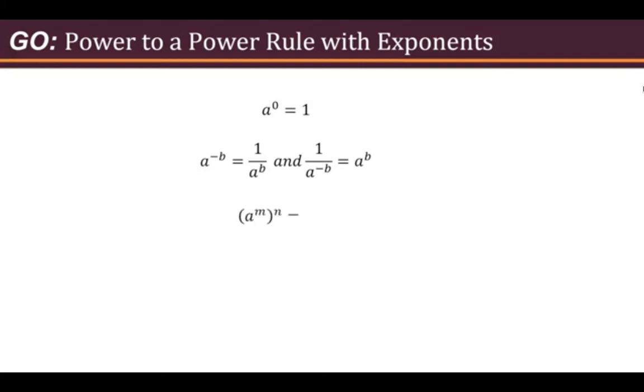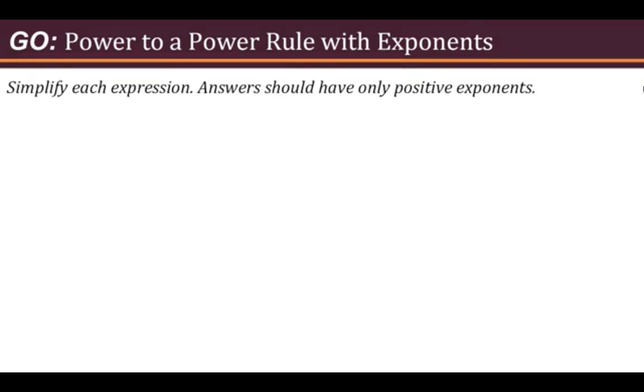a to the m, raised to the n, is equal to a to the mn. (ab) raised to the power of m is equal to a to the m times b to the m. And a to the m times a to the n is equal to a to the m plus n. For example, simplify each expression. Answers should have only positive exponents.